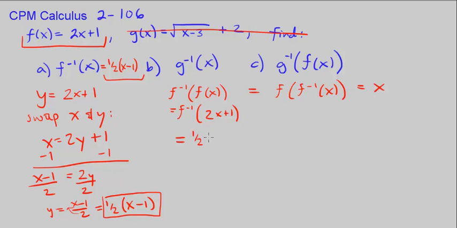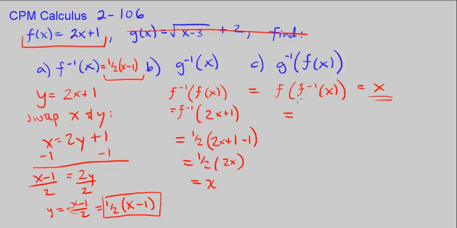So we have 1/2 times, instead of x, we have 2x plus 1, and then we still have the minus 1. Simplifying that, 2x plus 1 minus 1 is just 2x, because that's 0. 1/2 times 2x is x. So this so far looks good, because it's equal to x.